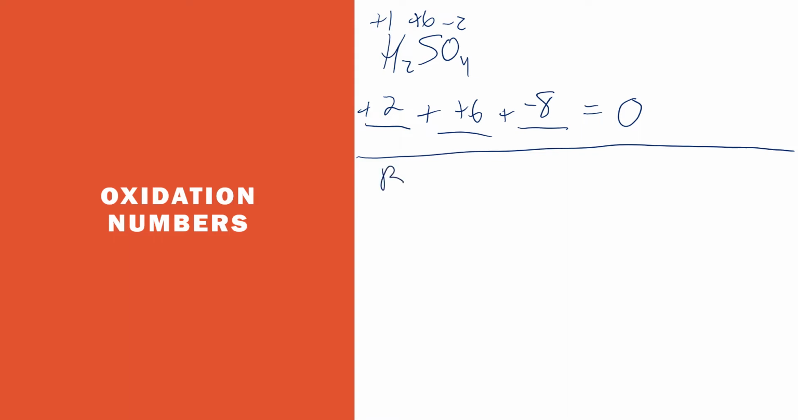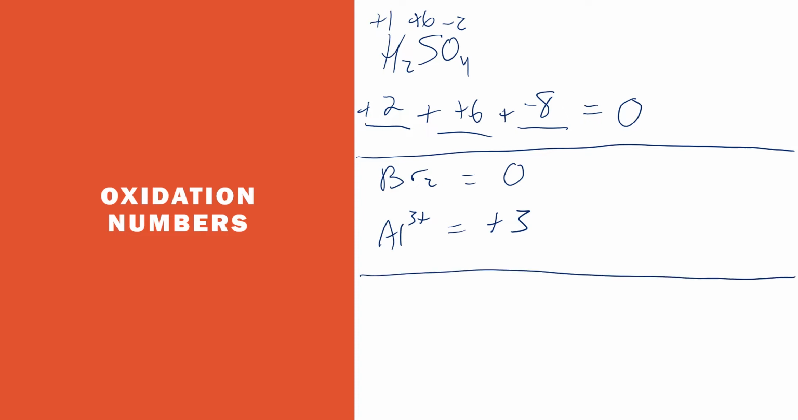Now, if I have something like Br2, its oxidation number is 0 because it's an element in its standard state. Bromine is diatomic, so it's in its standard state, it will be 0. Now, if I have something like Al3+, that's a monatomic ion, one atom ion. So its oxidation state is the same as the charge.